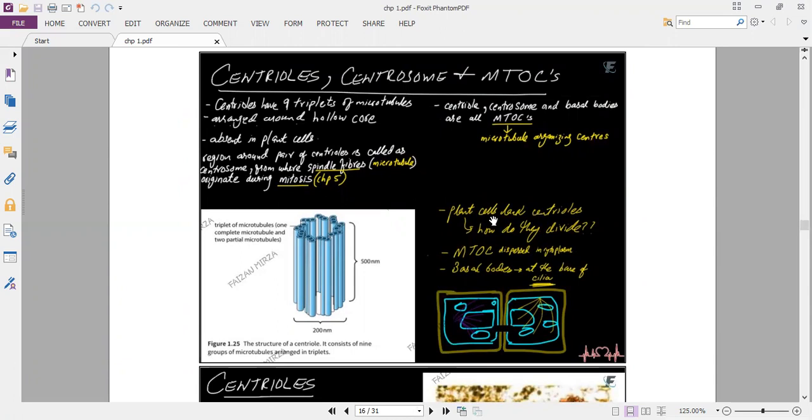The next is centriole, centrosome, and MTOC. Basically, the term MTOC means microtubule organizing center.